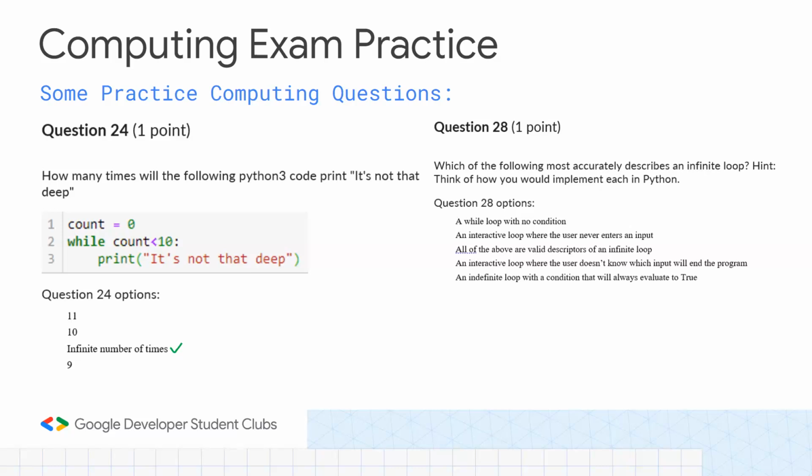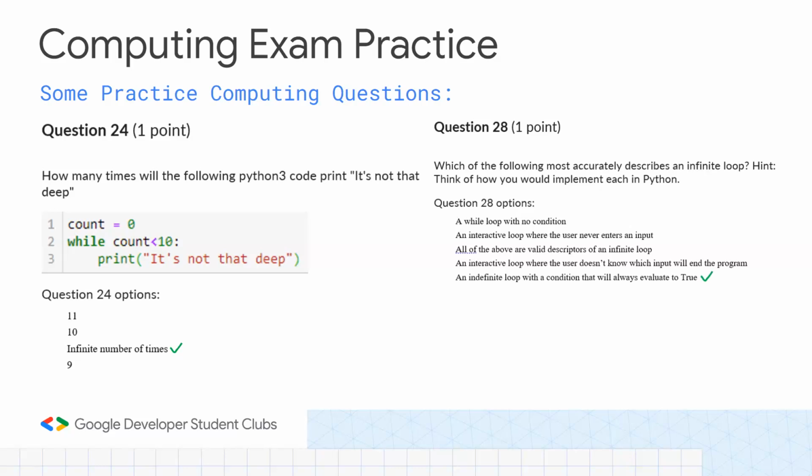Which of the following most accurately describes an infinite loop? Think of how you would implement each of these in Python. A while loop with no condition; an interactive loop where the user never enters an input; an interactive loop where the user does not know which input will end the program; an indefinite loop with a condition that will always evaluate to true; and all of the above, which should actually be at the bottom, sorry, my bad. Any takers? Yes, sir. The last one, an indefinite loop with a condition that will always evaluate to true. You are correct. Good job.